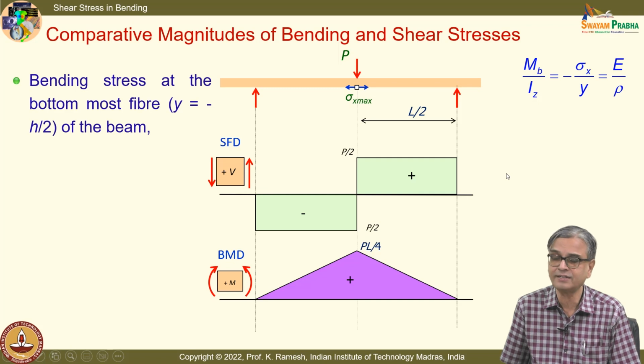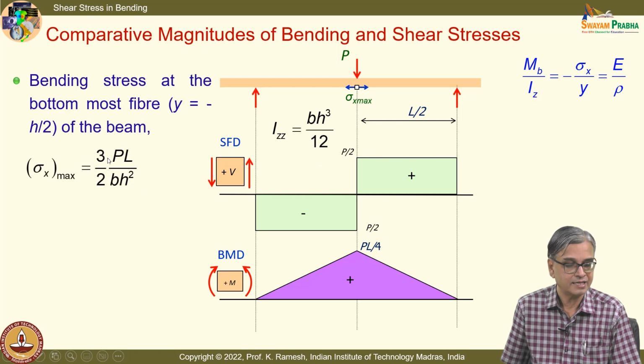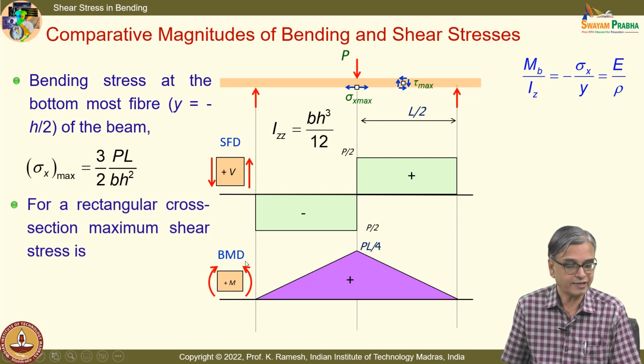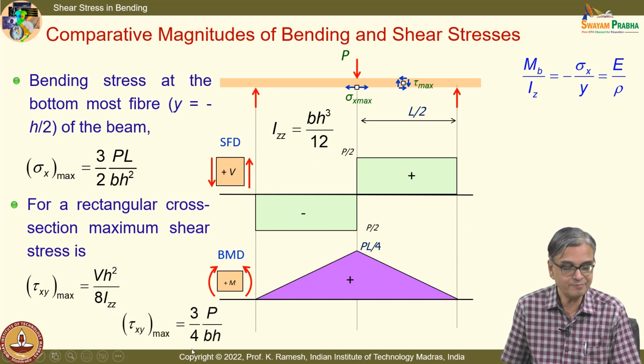You can easily calculate. The I for this is BH cubed by 12. So, if I do this, I get the sigma max as 3 by 2 PL by BH squared, and you also know the expression for tau xy. For a rectangular cross section, the maximum shear stress is VH squared by 8 IZZ. When I substitute IZZ, I get this as 3 by 4 P by BH. So, this gives a comparison. That comparison is listed in the next slide.